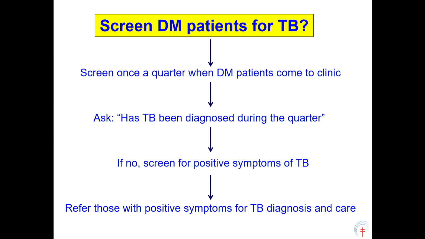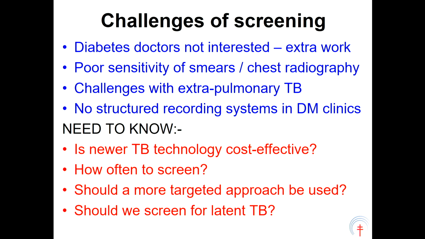So we've run this, if you like, programmatic algorithm in India, in China, in the South Pacific, in Africa, and also in some parts of Latin America. And you get a good yield of tuberculosis compared with passive case finding. But we have challenges. One of the first challenges is that diabetes doctors are not that interested in this extra work. They're more interested in fact screening for cardiovascular complications, for retinopathy, for nephropathy.